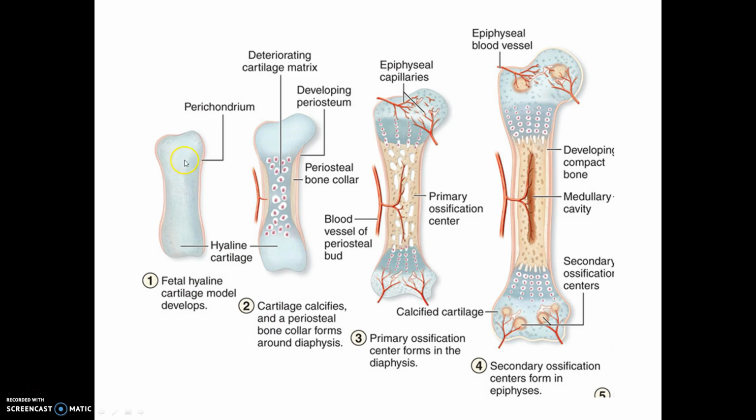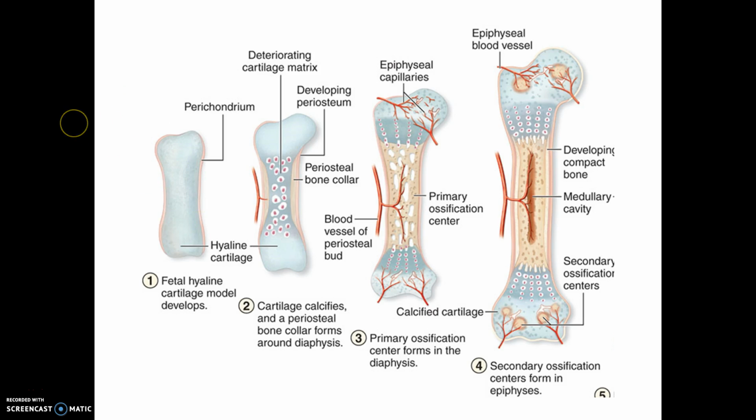Let's say it's the femur. It looks like a femur, sort of, but it's not made up of bone tissue. It's made up of hyaline cartilage. And what's going to happen is that over the process of endochondral ossification, the cartilage gets replaced by bone.